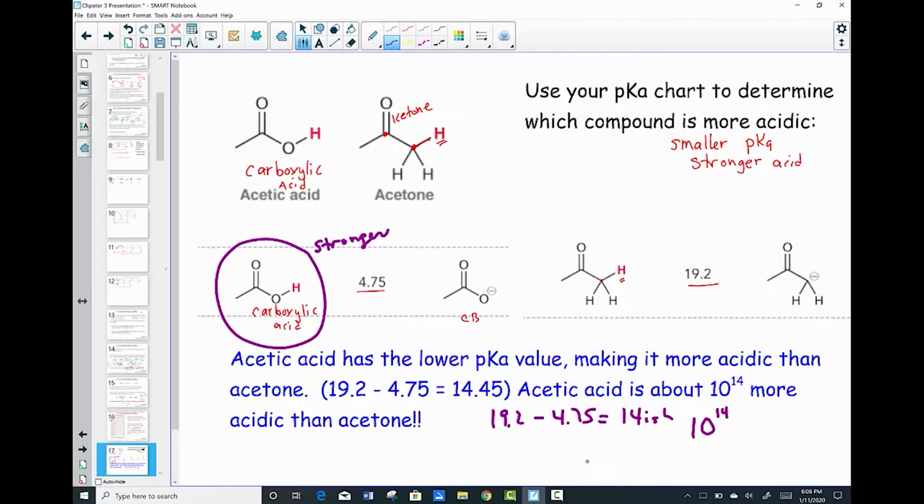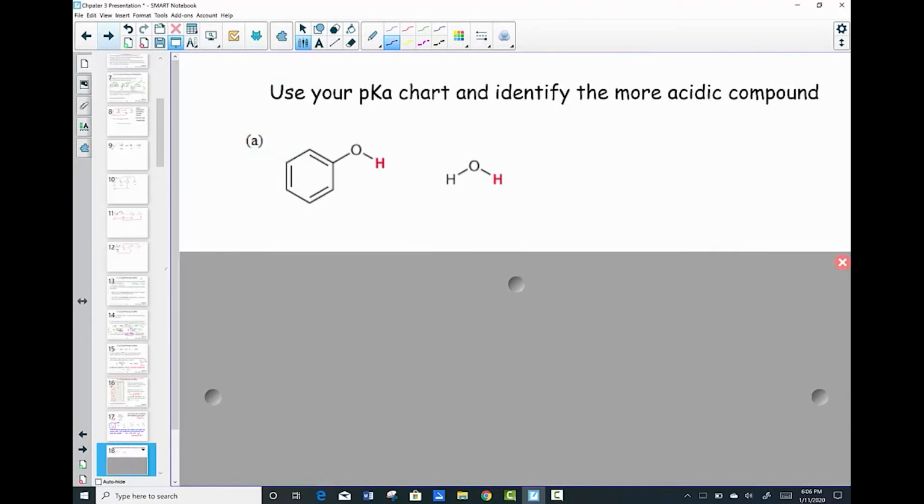That's a really large number. It's 1 with 14 zeros after it. 1, 2, 3, 4, 5, 6, 7, 8, 9, 10, 11, 12, 13, 14. Isn't that an incredibly large number? And so when we say it's more acidic, it's incredibly more acidic based on the numbering system of a logarithmic scale. The pKa chart represents zeros, just like the pH scale does.